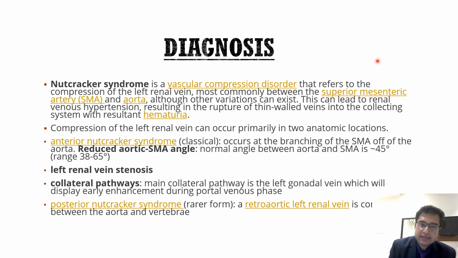One is called the anterior Nutcracker syndrome, the other is posterior Nutcracker syndrome, which is actually a rarer form. In posterior Nutcracker syndrome, the retroaortic left renal vein is compressed between the aorta and the vertebra. In anterior Nutcracker syndrome, there is reduced aortic SMA angle. The normal angle between the aorta and SMA is about 45 degrees, ranging from 38 to 65, anything is normal. Below that is actually a reduced aortic SMA angle, which can cause left renal vein stenosis.